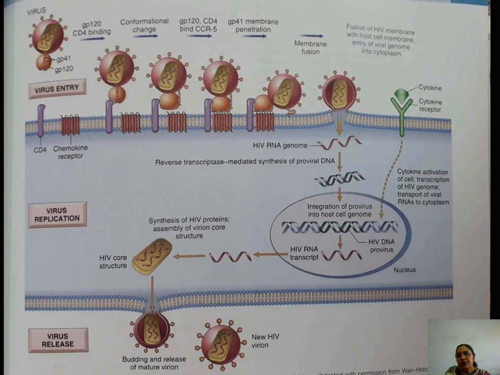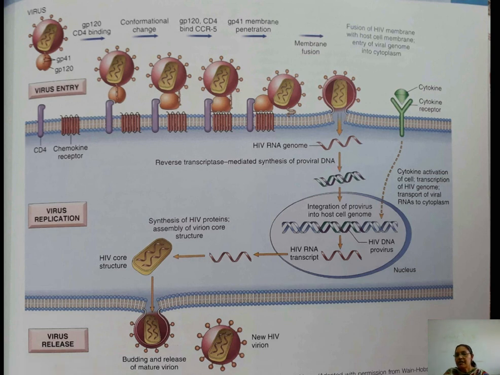After the fusion of the GP41 of the viral antigen with the cell wall of the CD4 cell, there is release of the HIV RNA genome into the cytoplasm of the CD4 cell here. Now there is free HIV RNA genome in the cytoplasm, and with the help of reverse transcriptase, as I already told you, that is an important enzyme, reverse transcriptase. With the help of this, there is synthesis of the proviral DNA, that is single-stranded DNA.